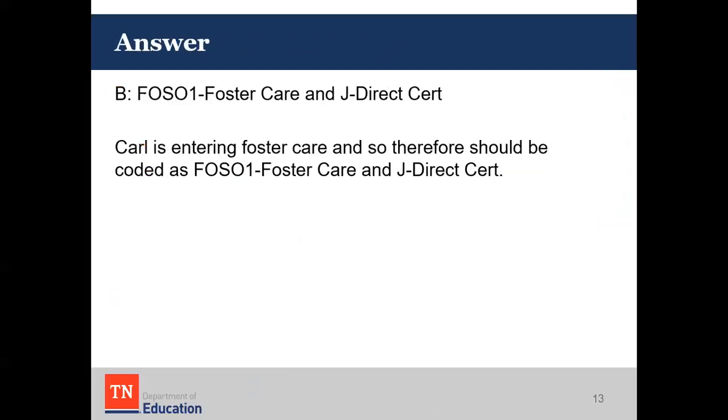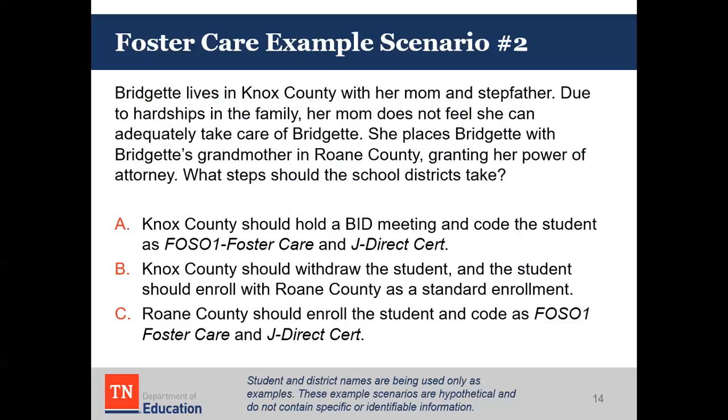So we see in the first scenario that the answer was B, FOSO1, foster care and J-direct cert. So the student, Carl, is entering foster care and so therefore should be coded as FOSO1, foster care, and J-direct cert. Pretty straightforward on that one. Again, if you want to pause it and read through our second scenario about Bridget.